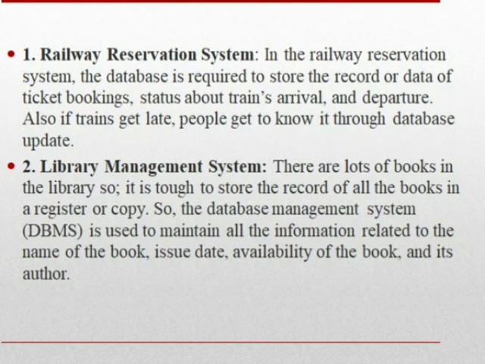Number one, railway reservation system. In the railway reservation system, the database is required to store the record of the data of ticket booking, status about the train arrival, departure, etc. Also, if the train gets late, people get to know through the database update. These are the information that gets stored in the railway reservation system. Next is library management system.